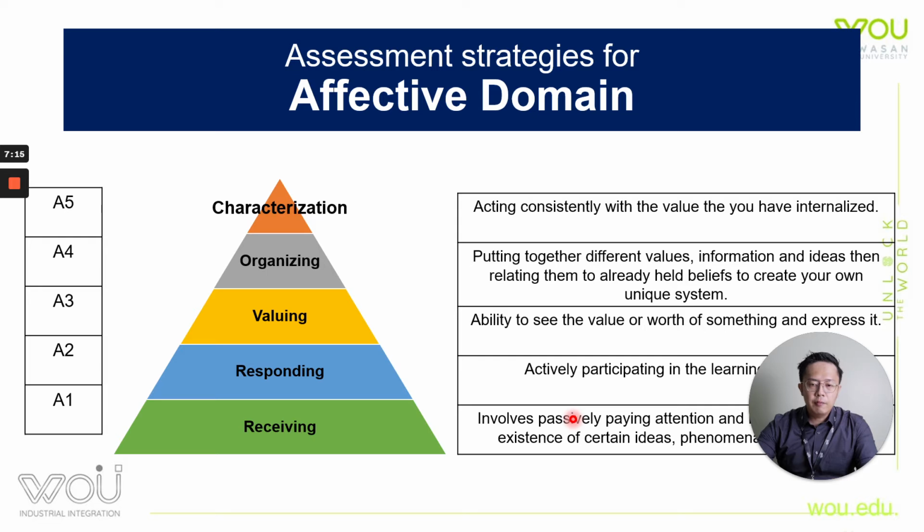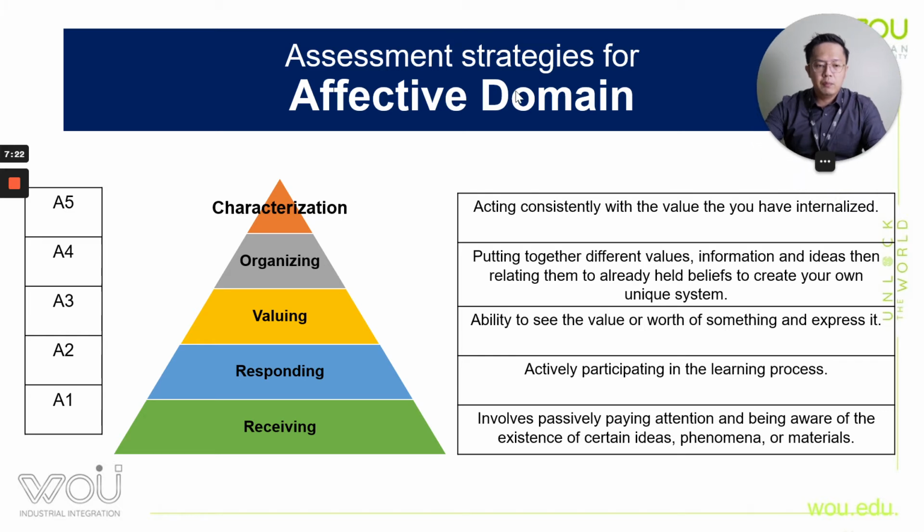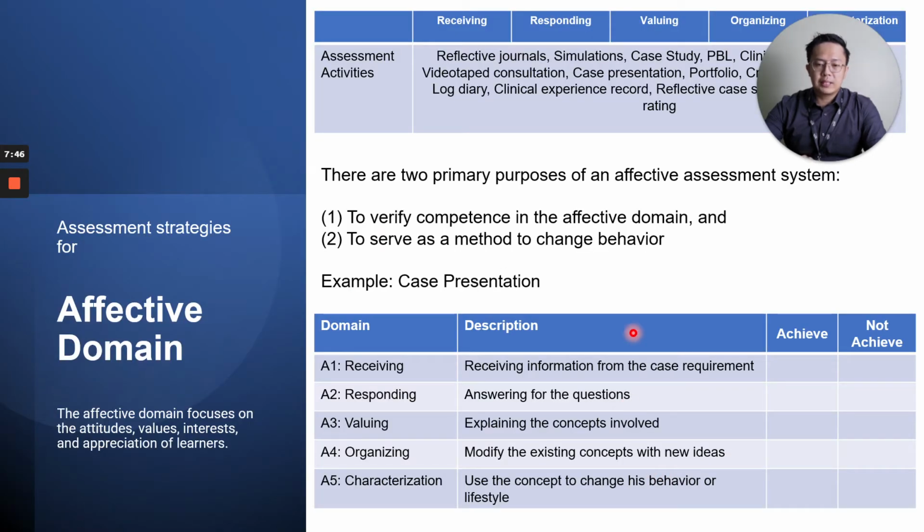The affective domain remains the most difficult to evaluate as well. So the affective domain, we know that it has five levels from A1 until A5: receiving, responding, valuing, organizing, and characterization. Most importantly, you should understand what each of the domain levels means, then you'll be able to set it accordingly. So for affective domain assessment, this is something you need to take note of, because it's a little bit different from the cognitive one.